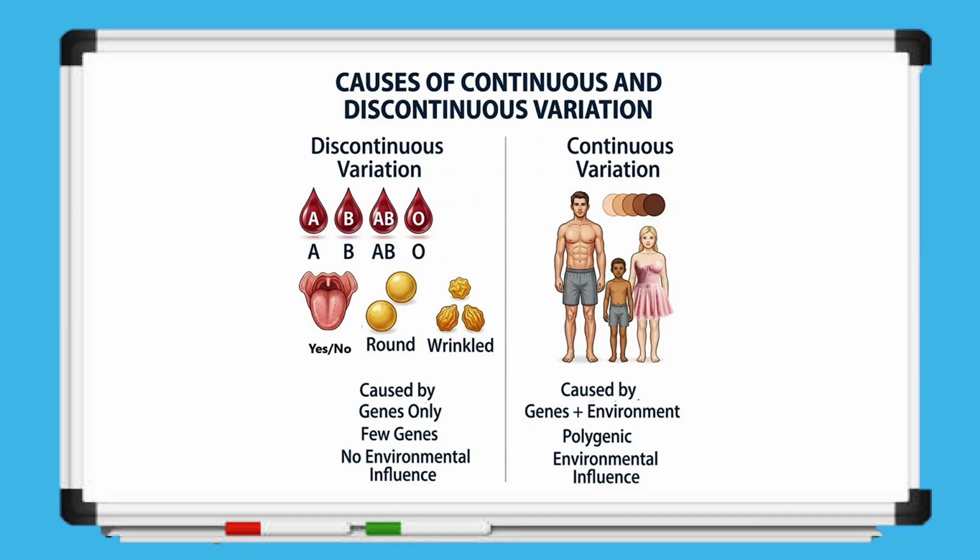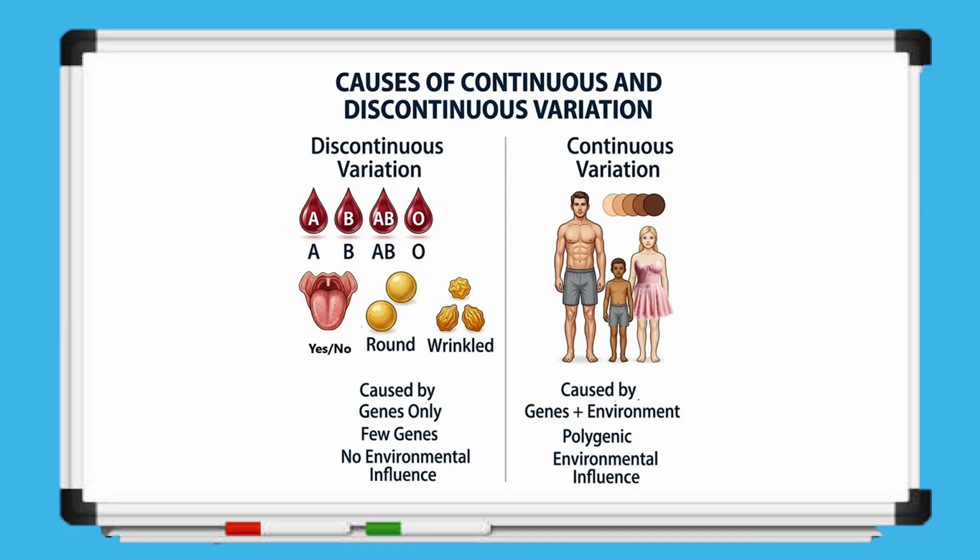Now it is clear that discontinuous variation and continuous variation are two different types of variation with distinct features. Discontinuous variation refers to differences that fall into clear, separate categories with no intermediate forms. Examples include blood groups, eye color categories, and the ability to roll the tongue. This type of variation is mainly caused by genes only. It is controlled by a small number of genes, usually a single gene or a few genes. Environmental factors generally do not influence these traits. Common examples include ABO blood groups, yes or no traits such as tongue rolling ability, and seed shape in peas such as round or wrinkled.